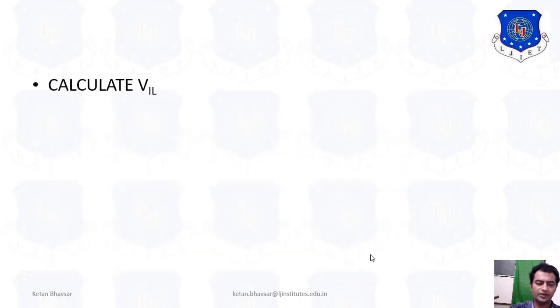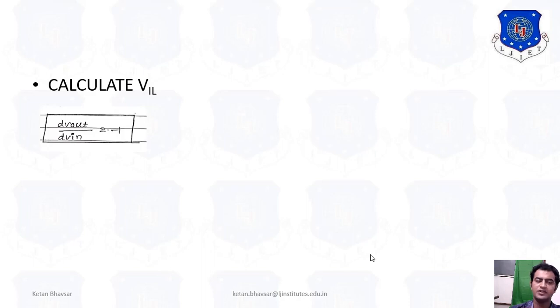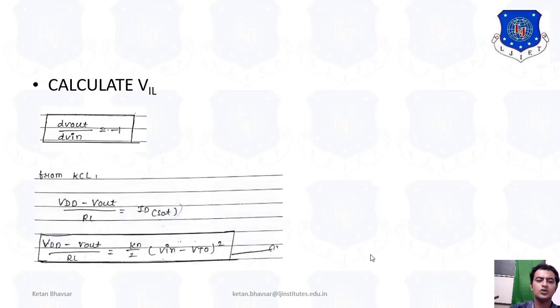Now similarly we calculate for the VIL, in terms of the intermediate low. As you can see, as per the graph, we have a variation in terms of dVout upon dVin at voltage value VIL. So dVout upon dVin is equal to minus 1. Similarly, ID saturation is equal to (VDD minus Vout) divided by RL.